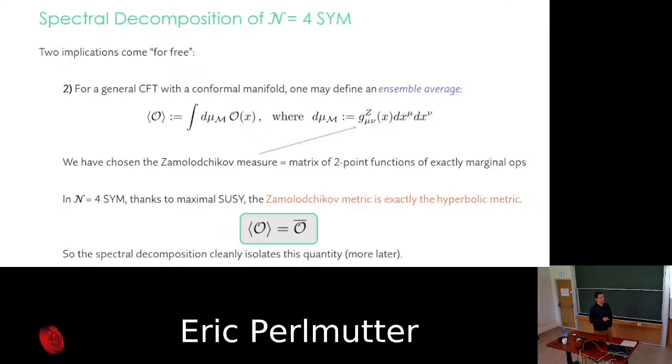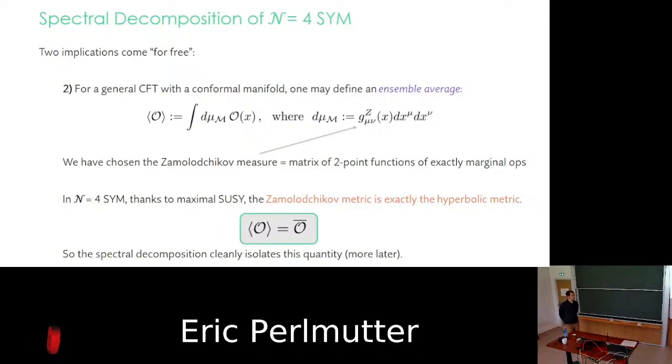Now, in N=4 super Yang-Mills, thanks to maximal supersymmetry, it turns out that the Zamolodchikov metric is exactly equal to the hyperbolic metric. So what that means is that this ensemble average is just the modular average of O. Okay. So these two things are equivalent. And that's interesting. In the context of what I said before, it tells us that the spectral decomposition cleanly isolates this ensemble average, a fact which will be useful later.